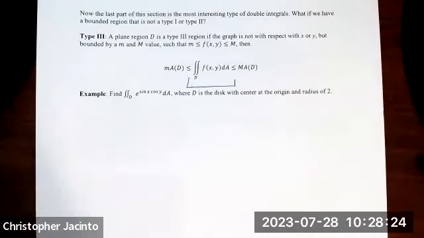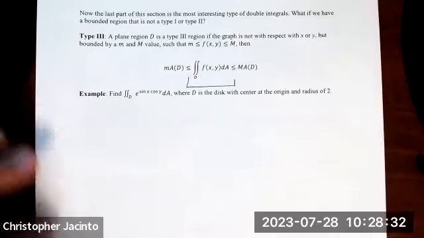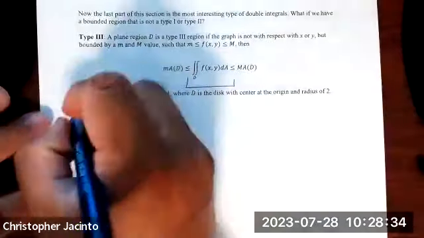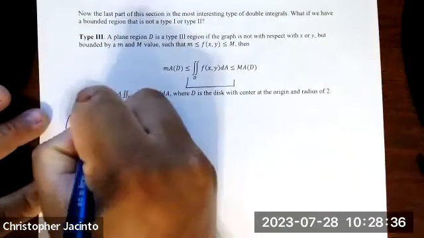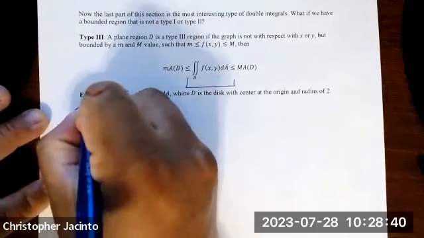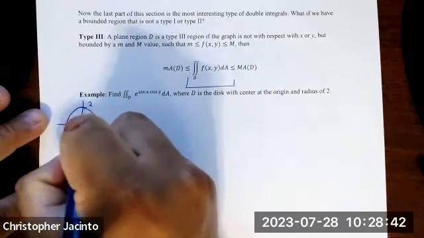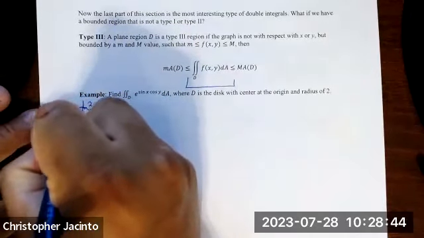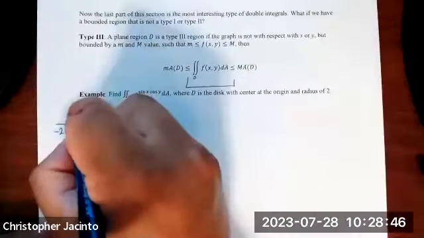So, for example, let's find the integral of e to the sine x cosine x dA, where D is a disk centered at the origin with a radius of 2. Essentially, this is what's happening: center at the origin, and it's a radius of 2.